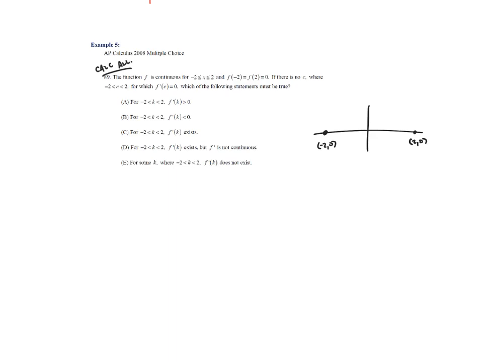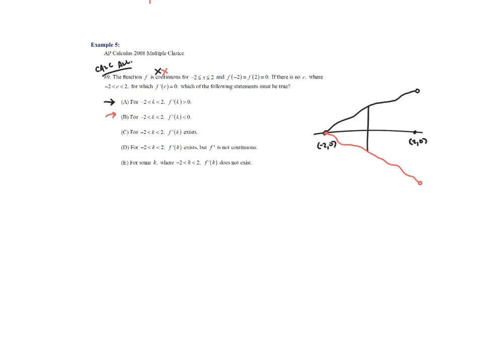Okay, so part A is saying that the derivative is greater than 0 for all k in between -2 and 2. Well, that couldn't be true, right? Why would that be a problem? Because now the function is not continuous. Okay, part B, let's do that in a different color. It says then the derivative is always less than 0. Well, that's not true, because then again, the function is not continuous.